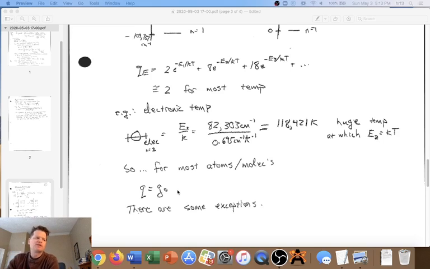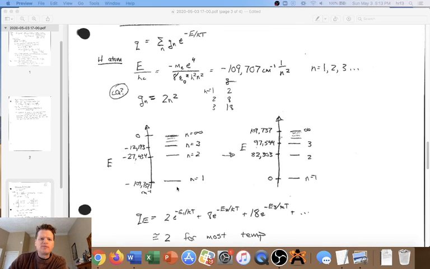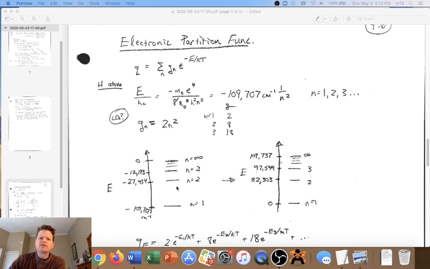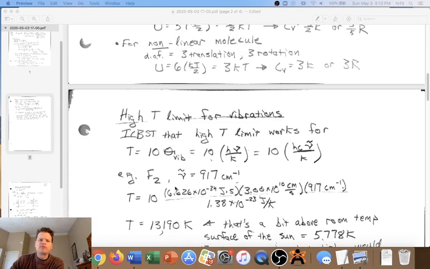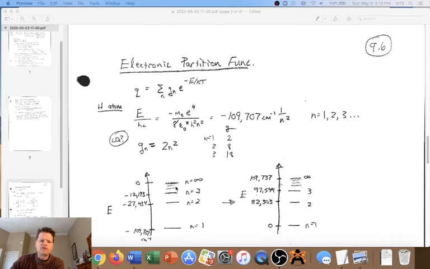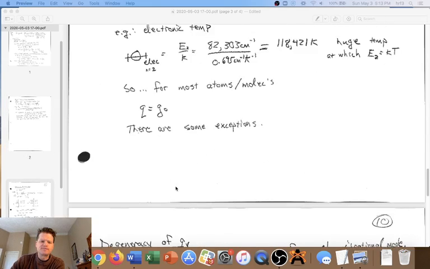There will be some exceptions. For example, if you have a dye molecule or something photochemical where the lowest unoccupied orbital is really close to the highest occupied, then you can get some electronic excitation. All right, so as far as equipartition goes, it doesn't work well for vibrations or for electronics.